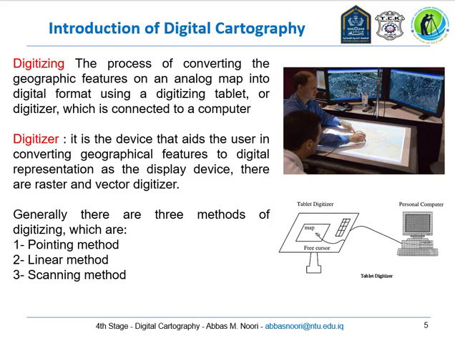We have two types of digitizer, two types of device. The first one converts the analog map to the raster format. The second converts it to the vector format. Generally, there are three methods of digitizing, which are the pointing method, linear method, and scanning method. Pointing and linear methods are vector digitizing, and the scanning method is the raster method.